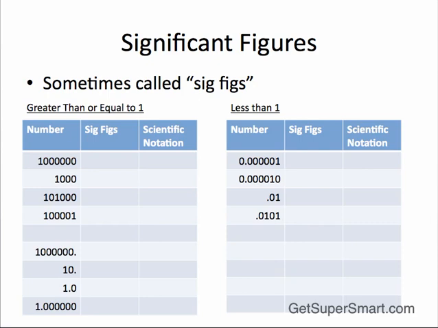The easiest way to talk about these, I think, is to break them down into groups. First we're going to talk about numbers that are greater than or equal to 1, and then we're going to go back and talk about numbers that are less than 1. This tutorial is all about how to count significant figures in a given number. So let's start with numbers greater than or equal to 1.